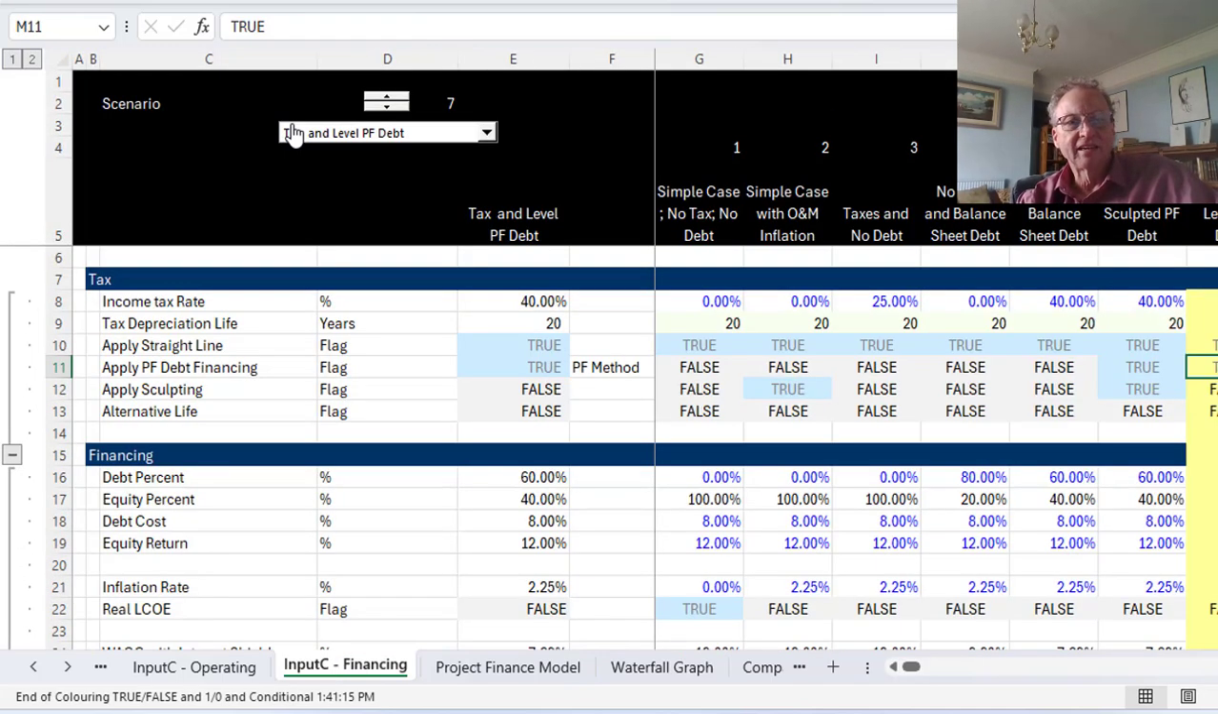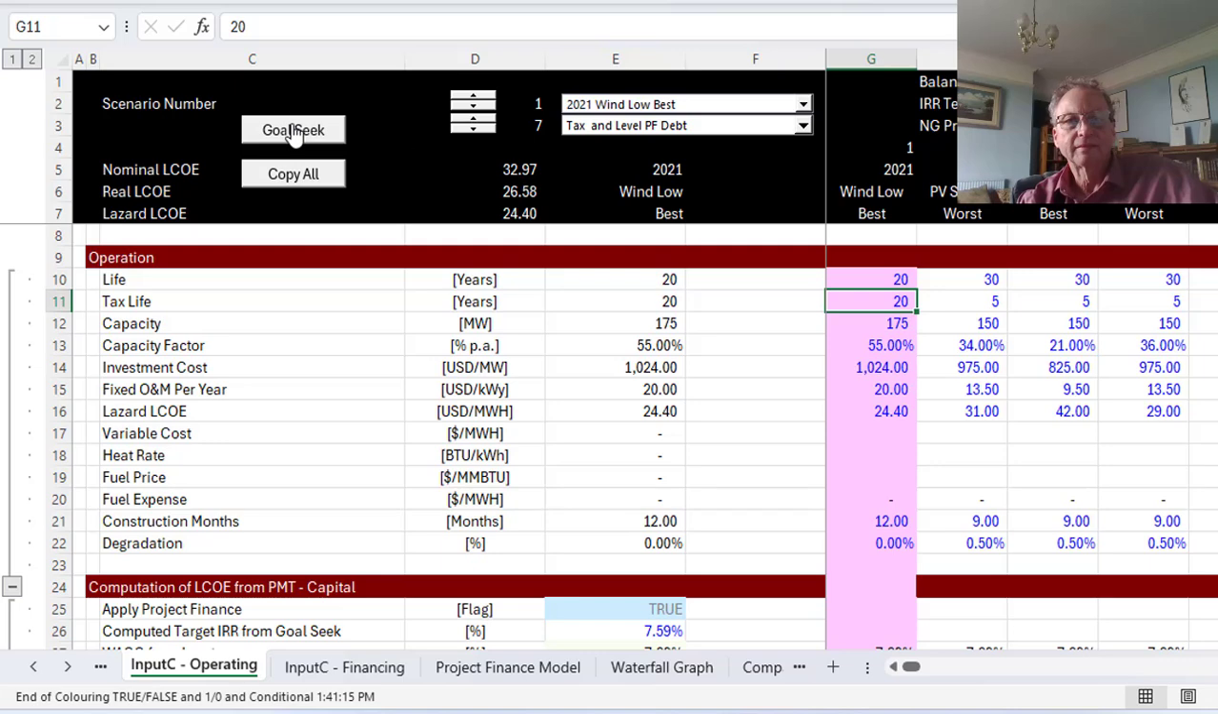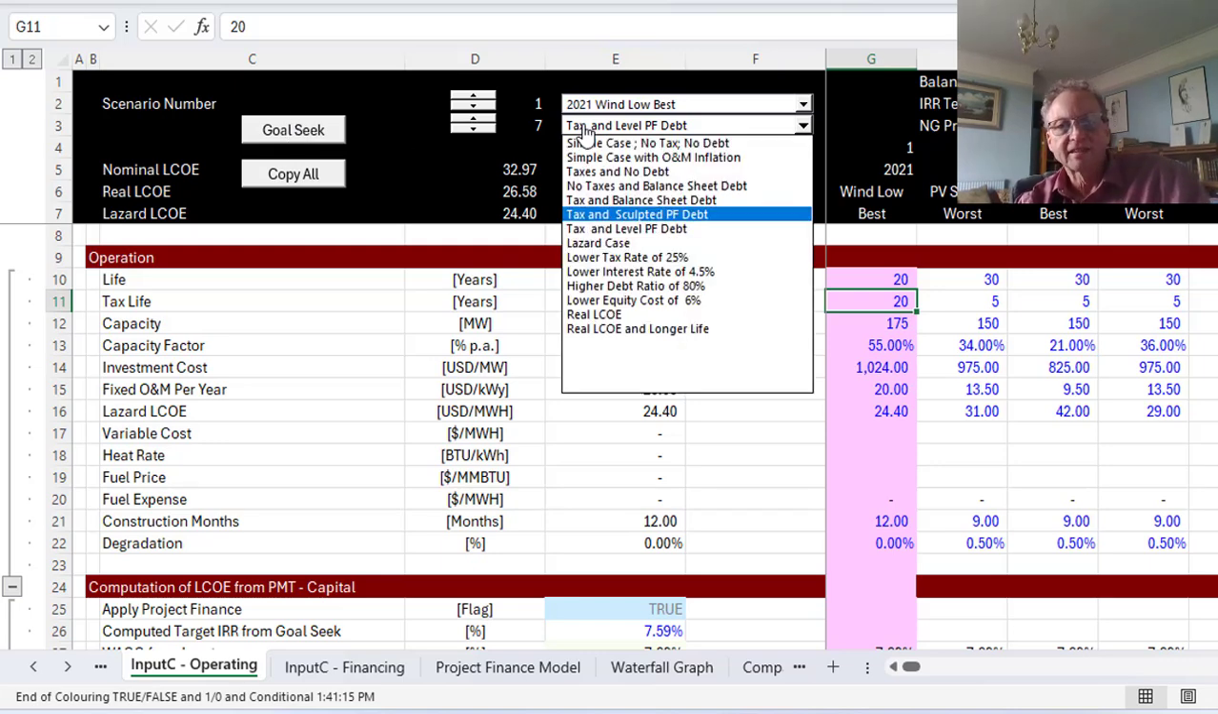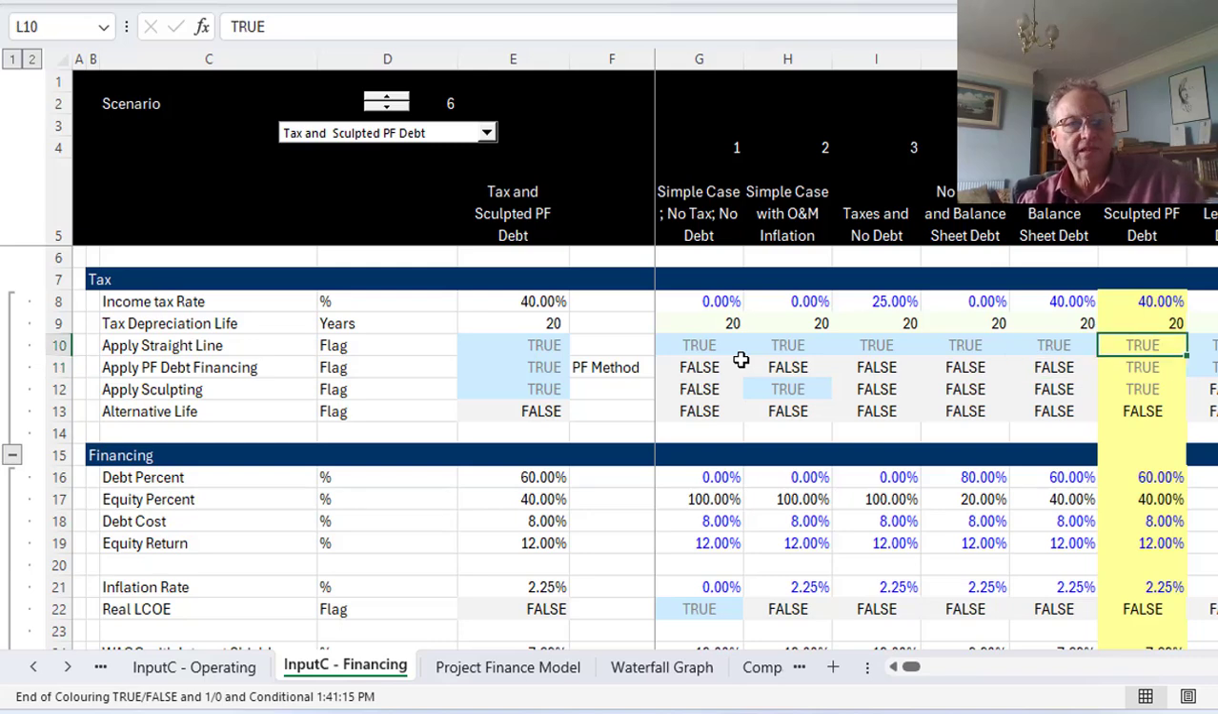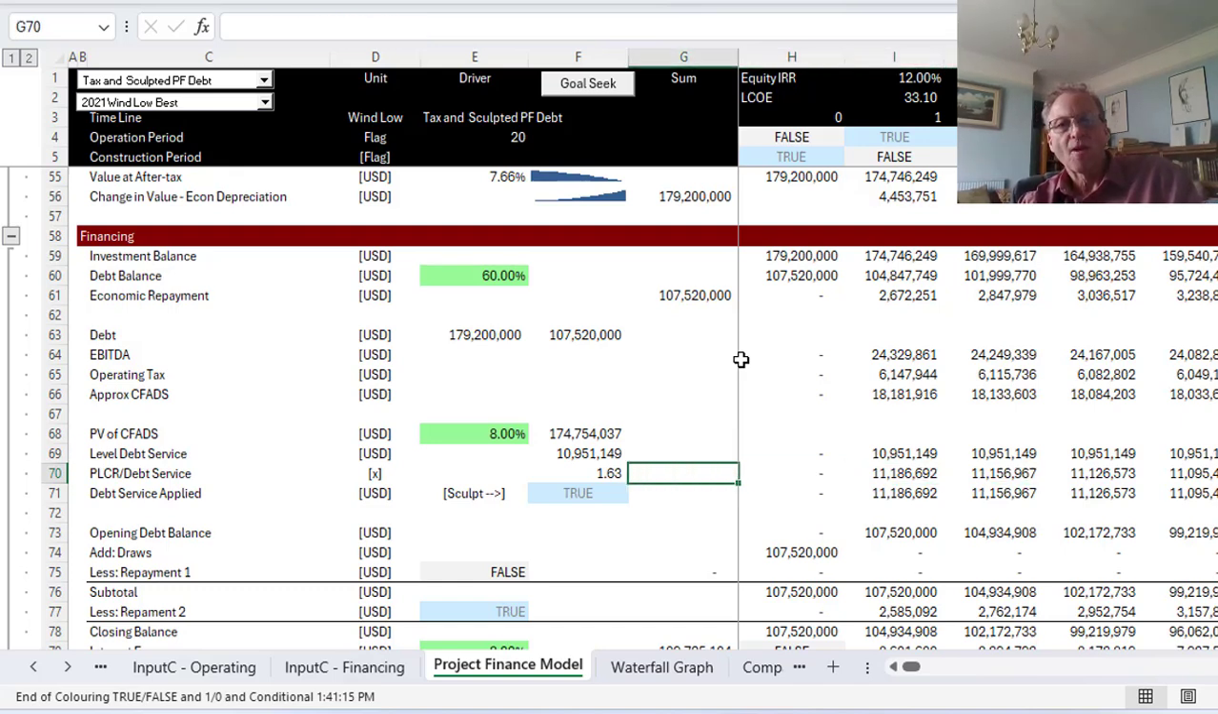So let's implement that method, and I call that the sculpted debt method. Okay, and this method, just a minute, in this method we said, okay, apply straight line, apply project financing, and apply the sculpting. So when we do this one, I'm wondering, again, when I changed the method, it automatically ran a goal seek and gave me a different LCOE.